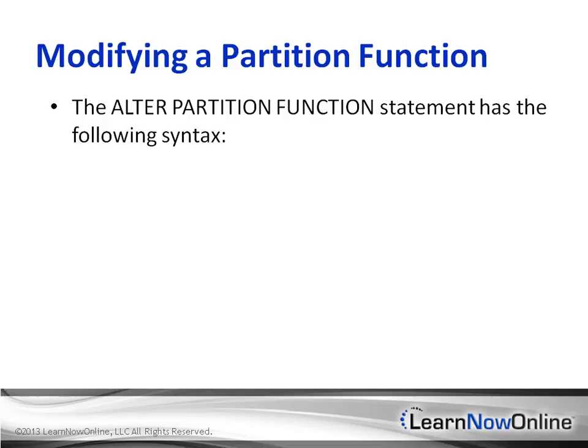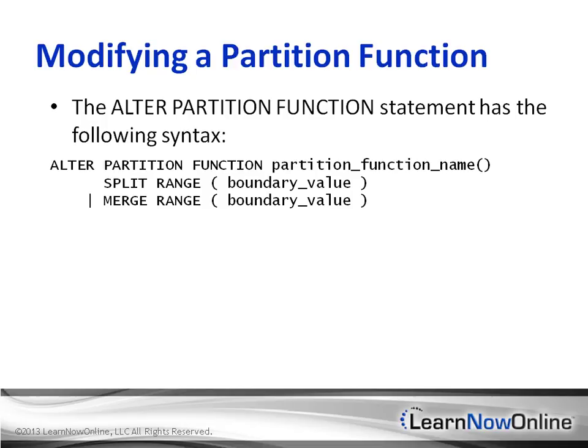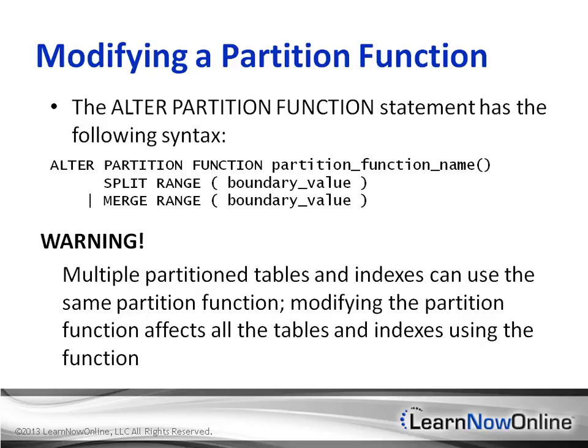The syntax for the alter partition function is as follows. Alter partition function, and we give the partition function name, and then we either tell it we want to split or merge partitions, that would be the split range or merge range, and give the new boundary values. There's a warning that comes with this though. Multiple partition tables and indexes can use the same partition function. So if you modify the partition function, you're going to affect all the tables and indexes that actually use that function. So be careful.